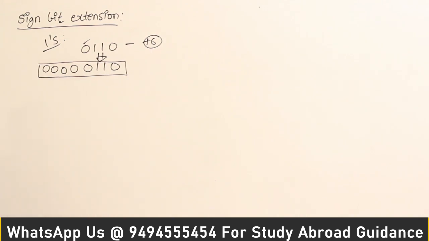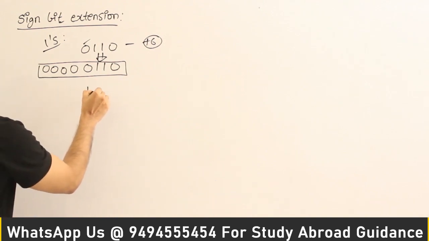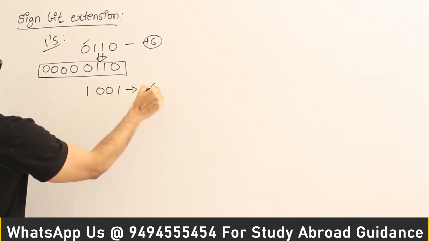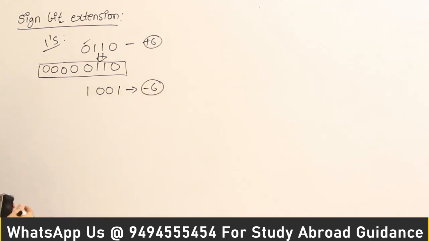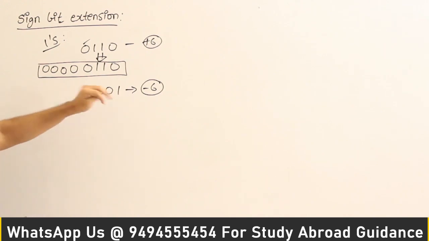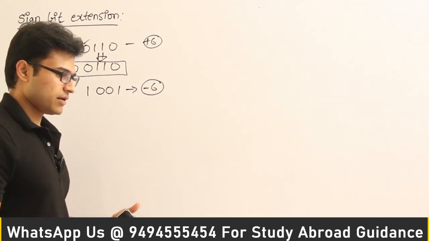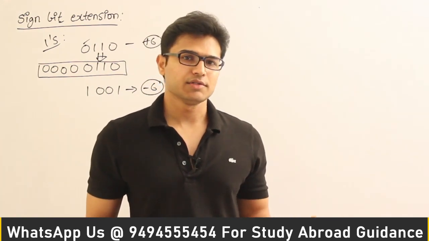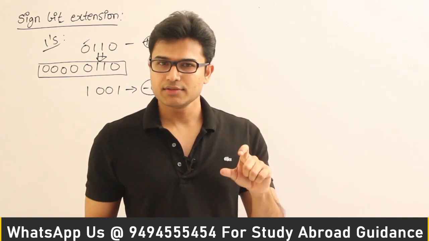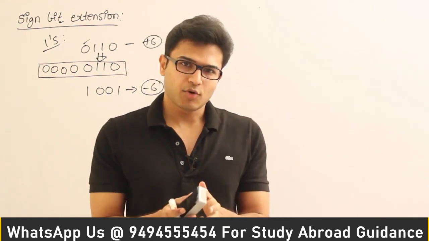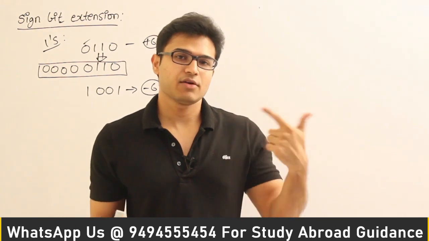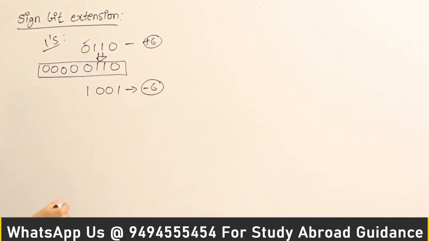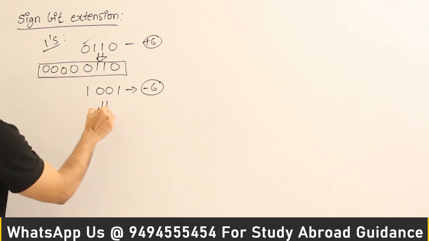Let's see what happens for the negative number. Now 1001 represents minus 6, right? Now I want to represent it in 8 bits in such a way that the value minus 6 remains intact. Now what should happen is, find out the magnitude of this, I mean to say the positive magnitude, and then expand that positive number and find out the ones complement. So what I mean to say is, if this is minus 6, what is plus 6?